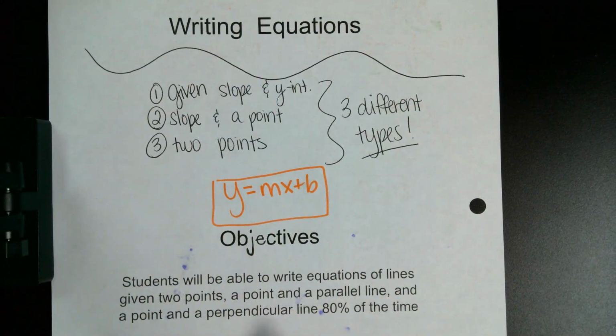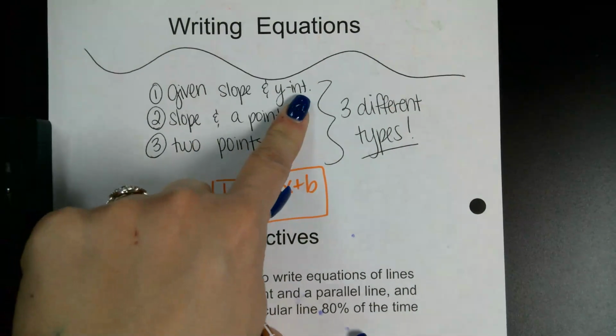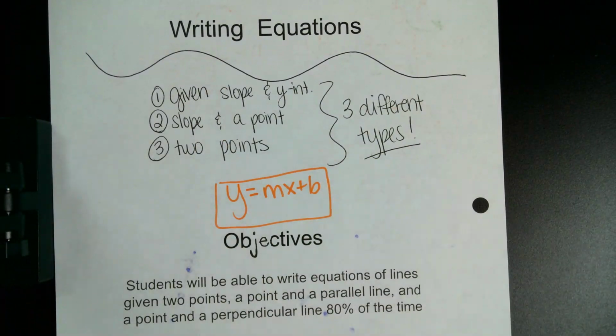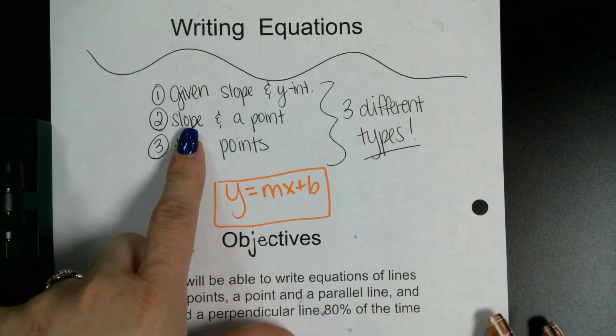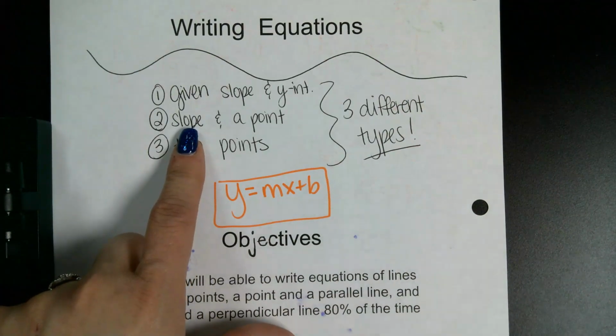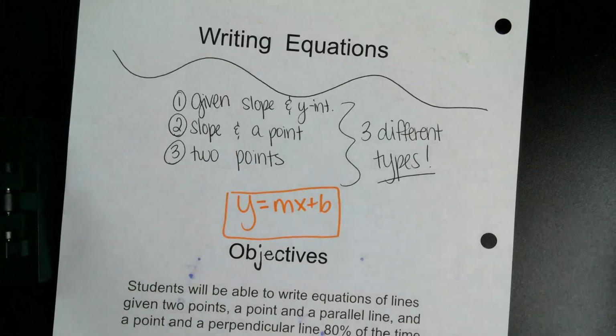That's what we just did on the do now. They gave us a slope, they gave us the y-intercept, so we could just write the equation from that information. But if they don't give you both of those things, then the next easiest one would be if they give you slope but not the y-intercept. We would just have to find one of the two.